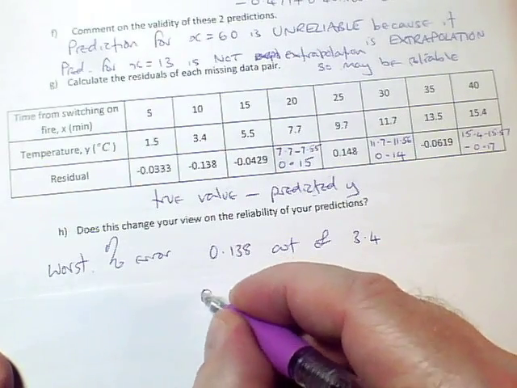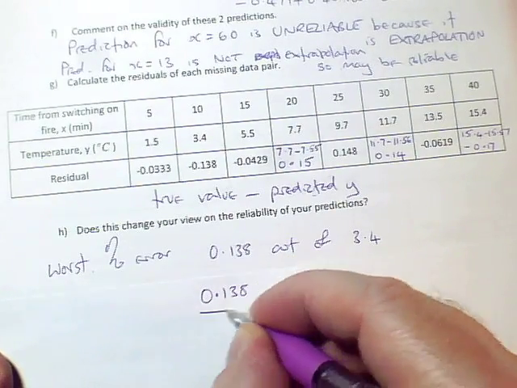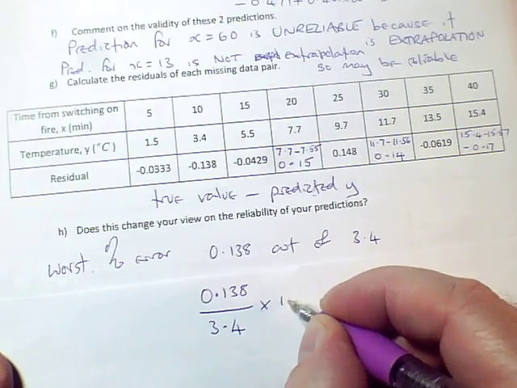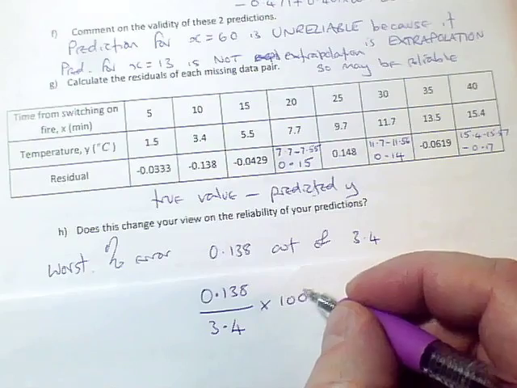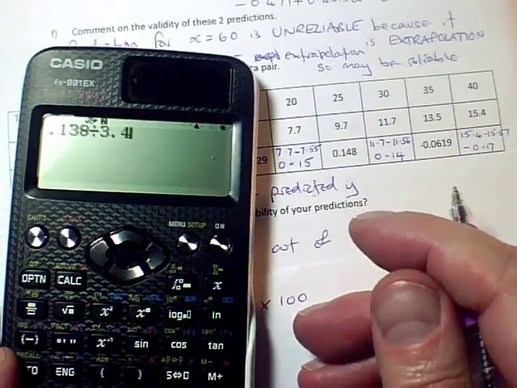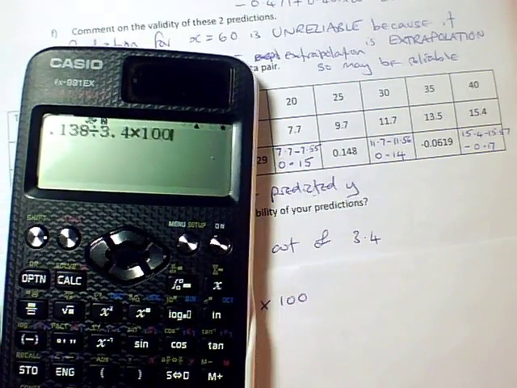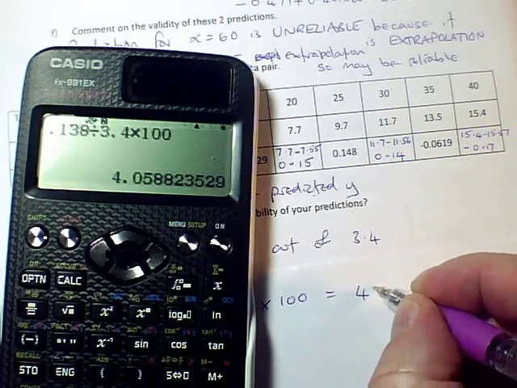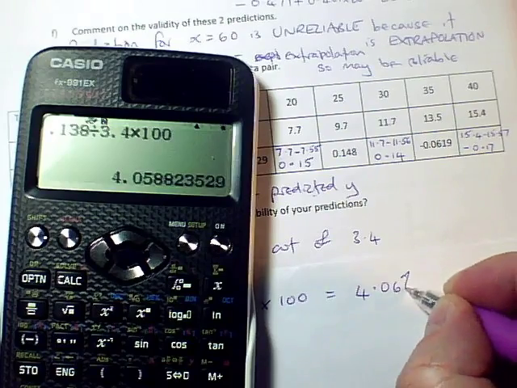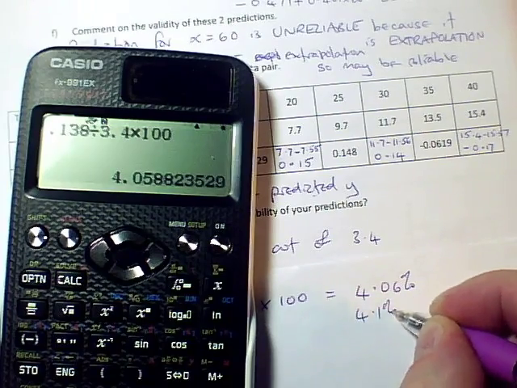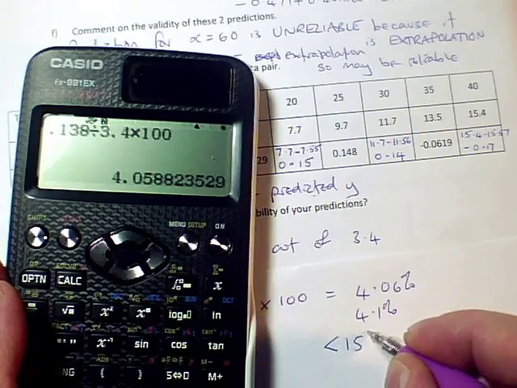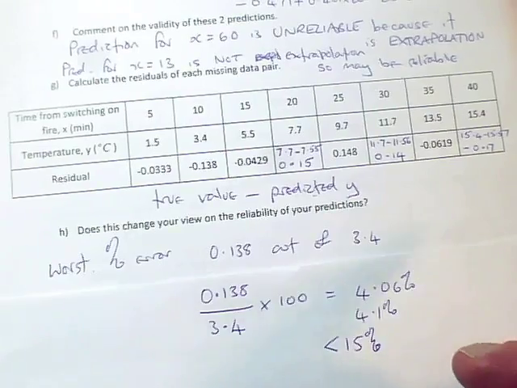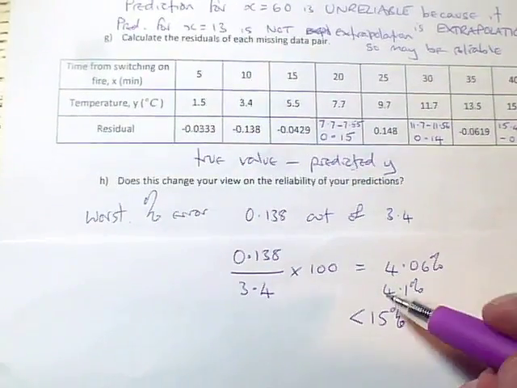So I need a percentage calculation. It's 0.138. The 100% value, the actual value, is 3.4, and I need to multiply that by 100 to get my percentage. So 0.138 divided by 3.4 times 100% is an error of 4.06%, 4.1% if you like. So this is less than 15%. Up to 15% is a sort of acceptable percentage error. This is much less than that.